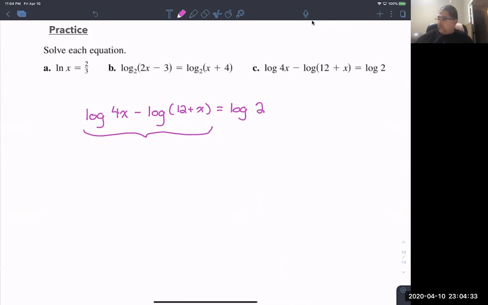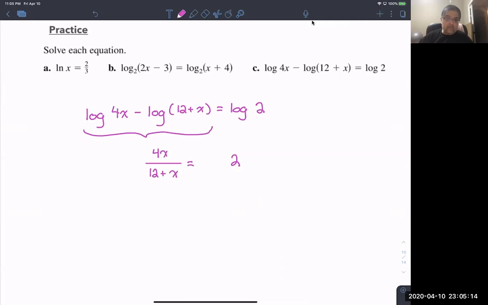So do you remember, how can I contract log of 4x minus log of 12 plus x? I have to use my quotient rule that says log of 4x minus log of 12 plus x is the same as log of 4x divided by 12 plus x, equals log of 2. Now, since I'm doing common log on both sides, I can drop the logs on both sides and get 4x over 12 plus x equals 2.